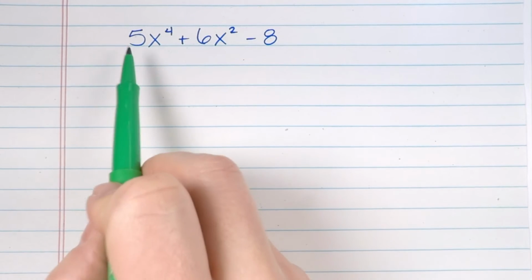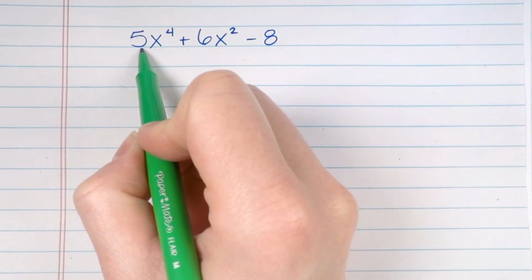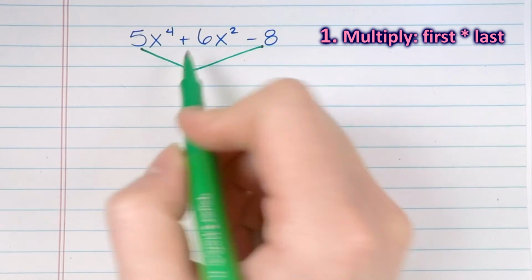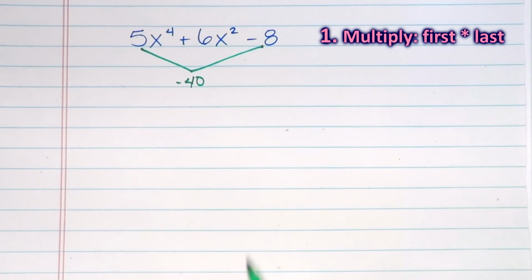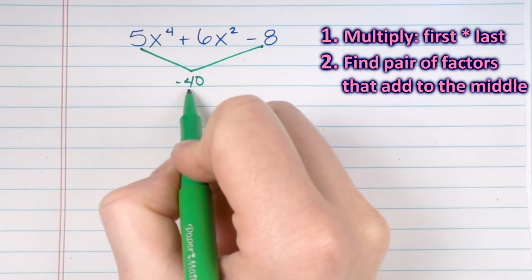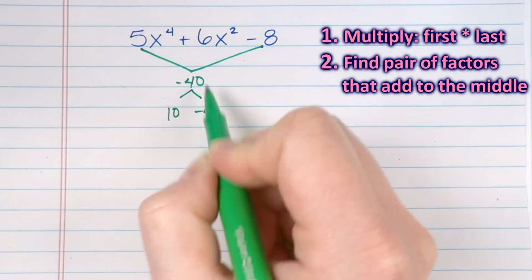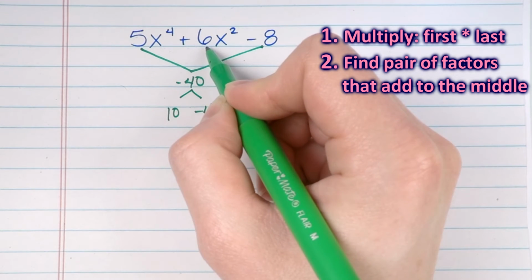Okay, so what do we do if this leading coefficient is not 1? Here's this method called bottoms up. We're going to multiply first times last, 5 times negative 8. This gives you negative 40. And then we're going to look for numbers that multiply to this number and add up to the middle. So for example, we could do positive 10 times negative 4. These multiply to negative 40, and if I add them up, I get the middle number 6.